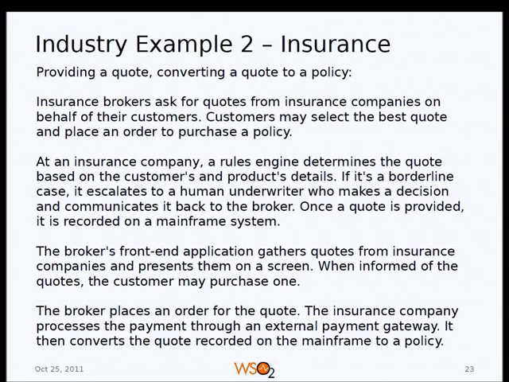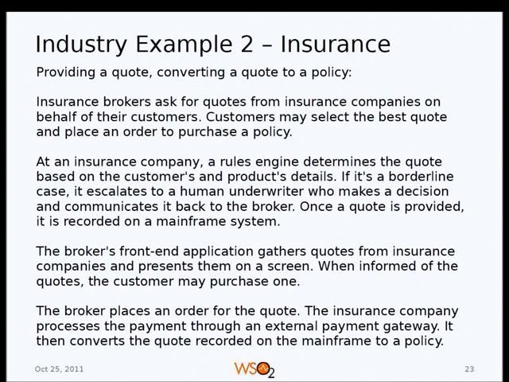So at an individual insurance company, there's a rules engine that would need to determine what the premium should be for a customer based on the customer's details and the product details. Most of the time, the rules engine would be able to say, yep, this is the premium you need to pay every 6 months or every year. Sometimes it's a borderline case, and the rules engine can't decide. So it escalates it to a human underwriter. The human underwriter then makes a decision on what the premium should be and communicates it back. And sometimes they might refuse to quote.